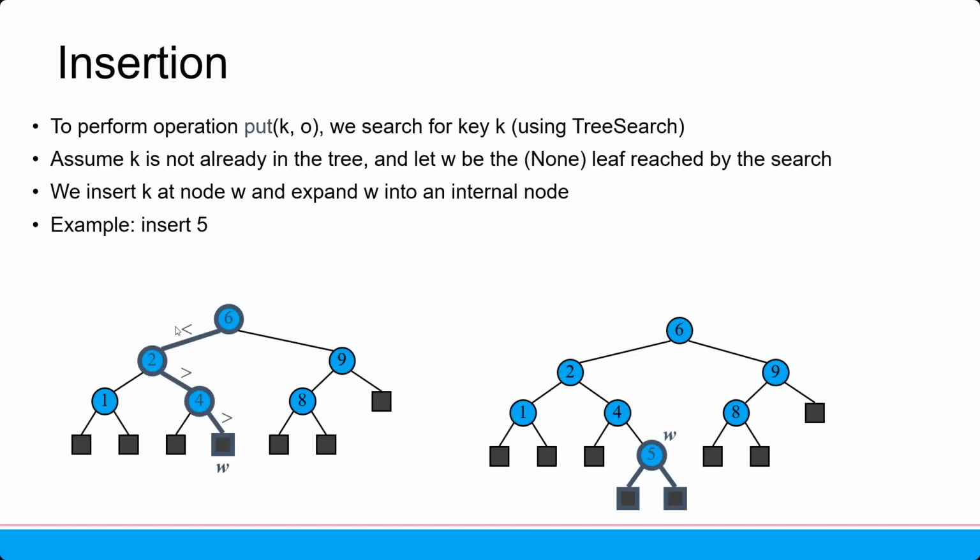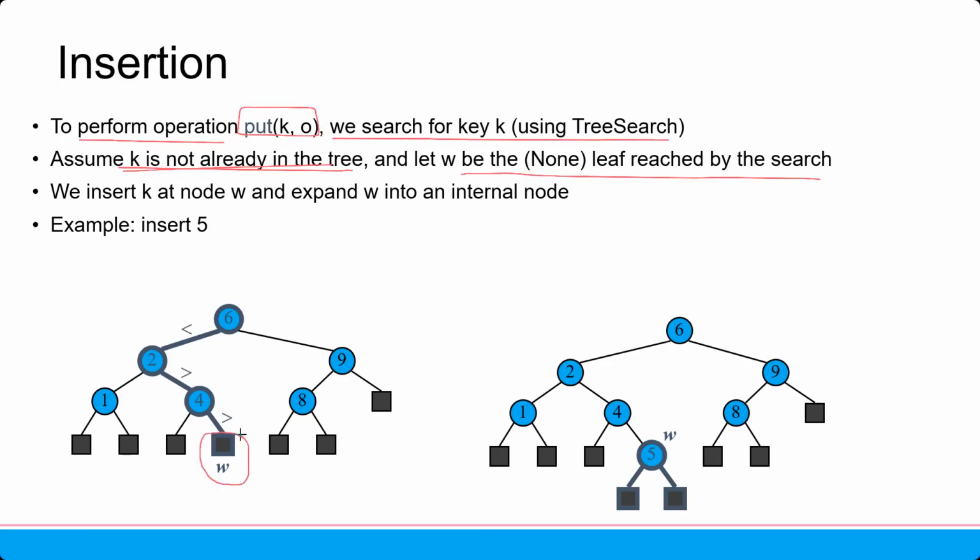What about if we want to insert? If we want to insert, we need to perform the operation put(k, o). So we can search for the key k using the tree search. Assume k is not already in the tree. If k is already in the tree, there might be another process. And let w be the leaf reached by the search.